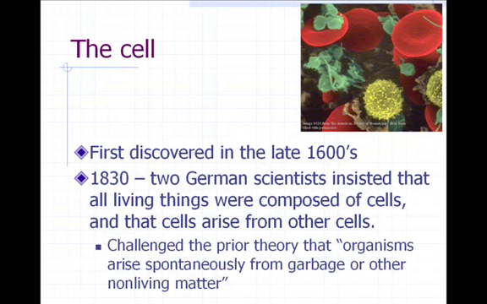So just to give you a bit of background on the cell, it was first discovered in the late 1600s. And in 1832, German scientists insisted that all living things were composed of cells, and that cells arose from other cells. So that was a novel concept at the time, and it challenged the prior theory that organisms arose spontaneously from garbage or other non-living matter.